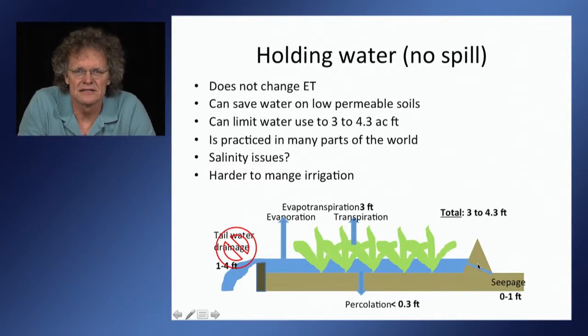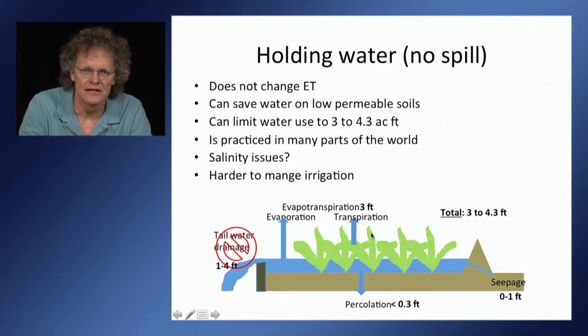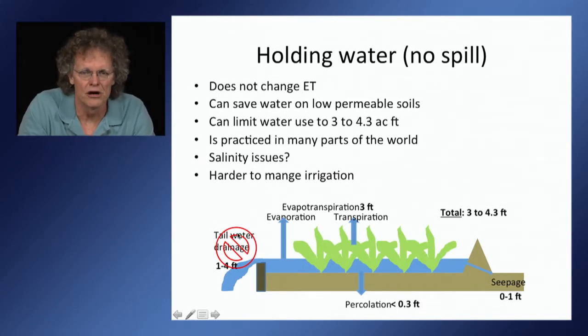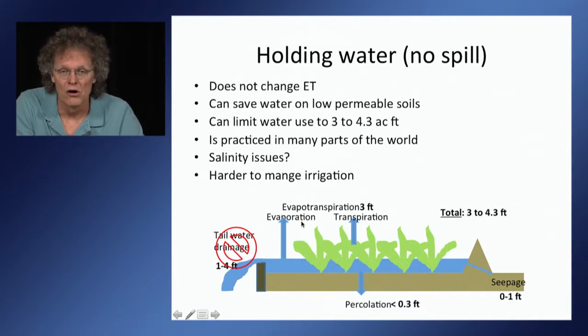And finally, I'd like to talk about holding water, or no spill. What this does is it gives us the opportunity to cut our water usage significantly simply because we're not letting the water flow through our fields, but we're holding the water in the field. Our irrigation inputs are designed to match the amount of water losses we're experiencing in evapotranspiration, percolation, and seepage. So based on the studies that we've done, we would be able to save 1 to 4 feet of water doing this.